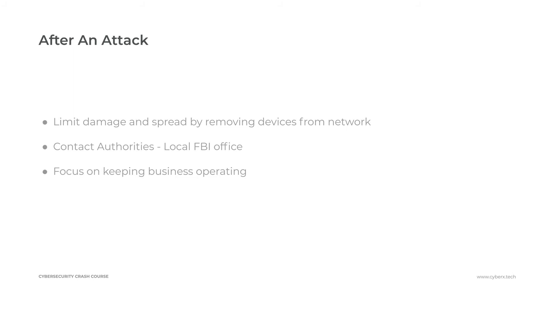Prevent that spread from spreading outside of that department, then begin removing all of those devices in accounting from the network. Unplug them, turn off Wi-Fi, remove them from the network to prevent the spread of the ransomware. Do not turn them off.